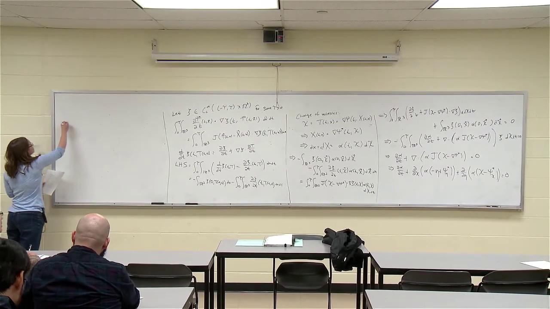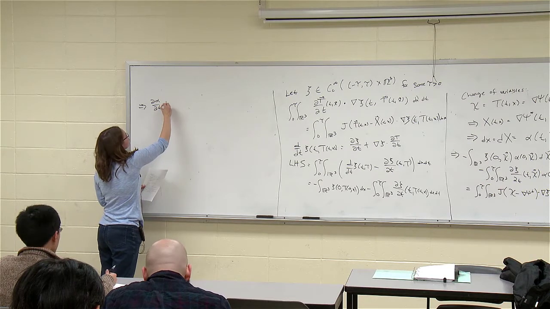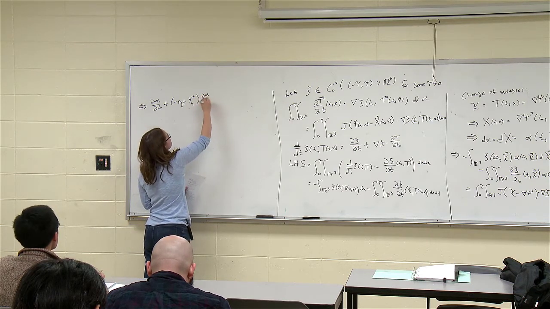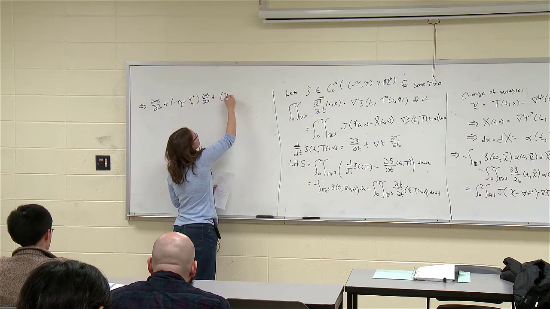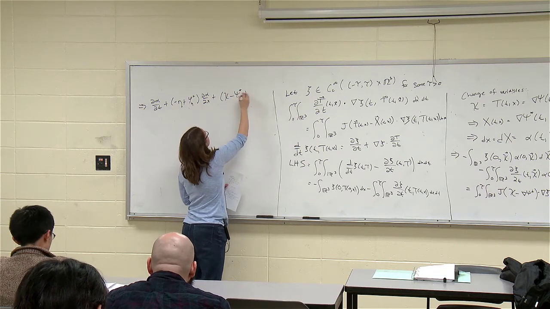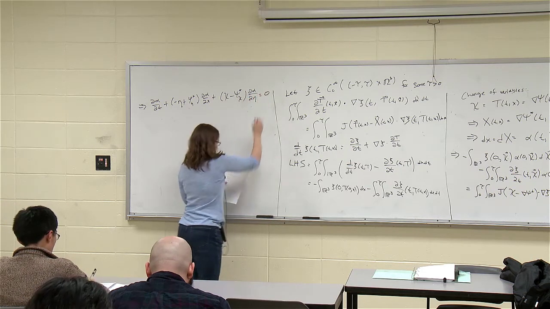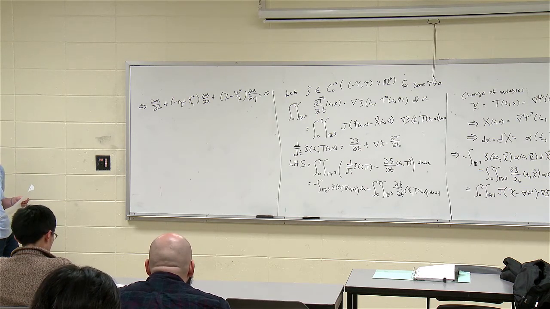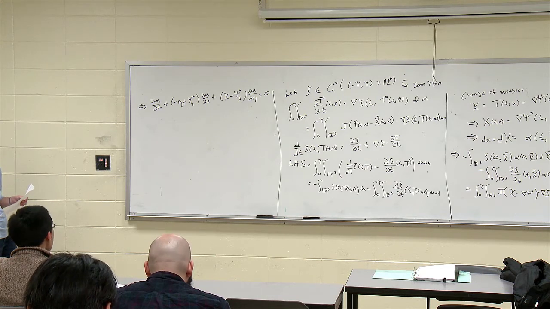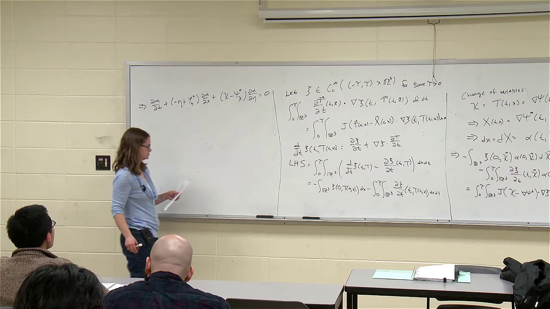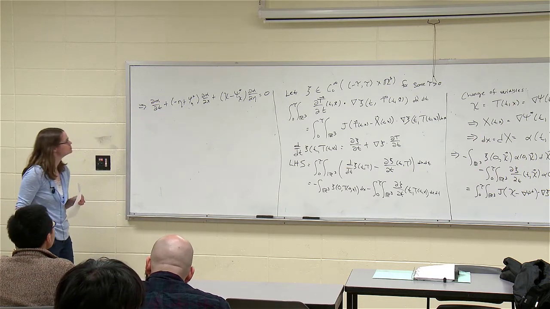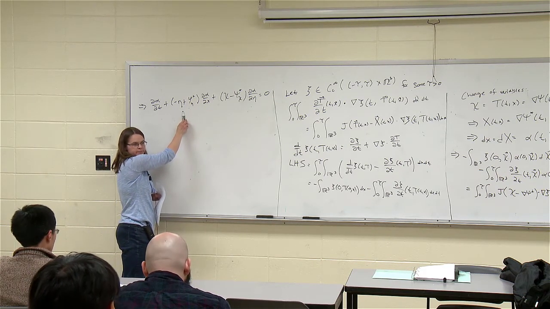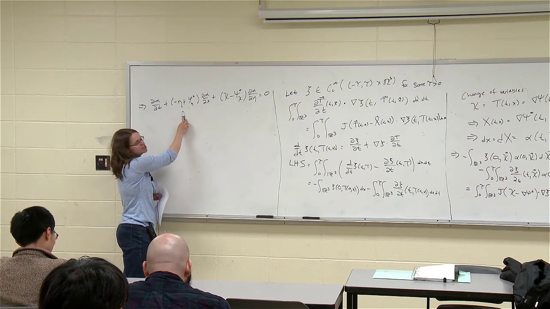Okay, so what do I get? I get dα/dt plus (minus η plus the η star) times ∂α/∂x plus (χ minus derivative with respect to χ) ∂α/∂η equals zero. Do you know another name for this term here? We've actually seen it before.